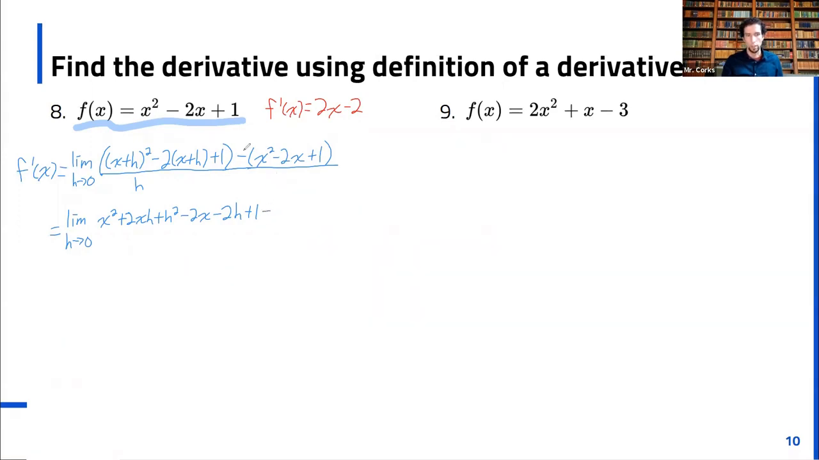And then the rest of this, just a negative sign in front. So we just switch the signs on everything. So minus x squared plus 2x minus 1.